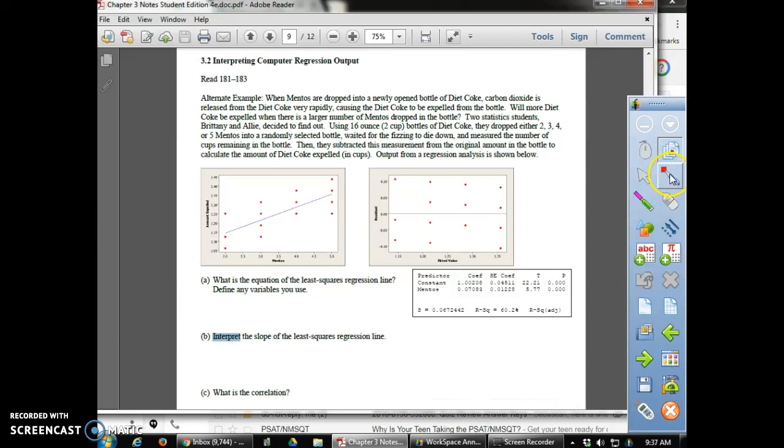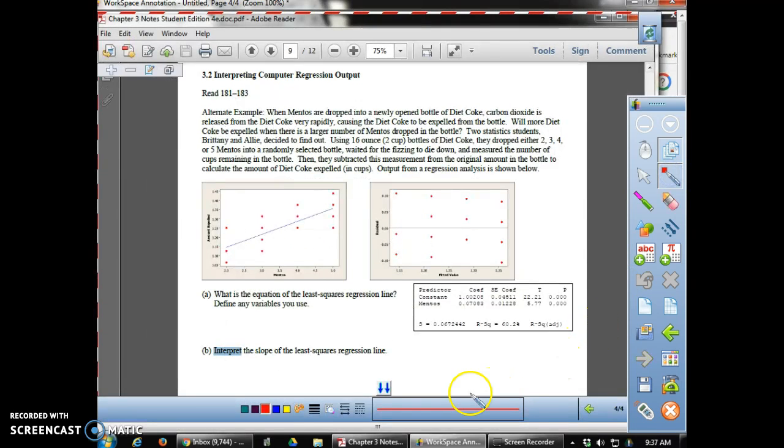Okay, today we're going to learn how to interpret computer regression output, which you're definitely going to have to do frequently. So we have an example here. When Mentos are dropped into a newly opened bottle of Diet Coke, carbon dioxide is released from the Diet Coke very rapidly, causing the Diet Coke to be expelled from the bottle. Will more Diet Coke be expelled when there is a larger number of Mentos dropped in a bottle?